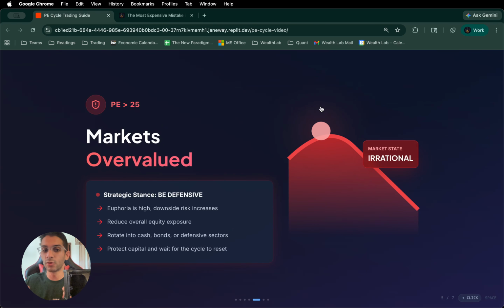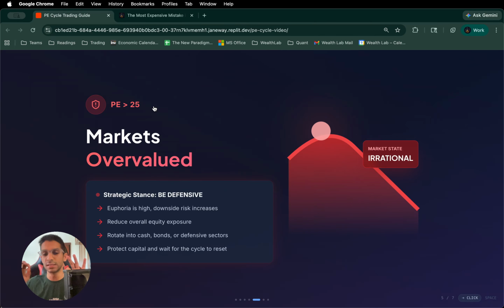At this time, you have to be defensive. You have to reduce your equity exposure. You have to sit in cash, bonds, defensive sectors, gold, silver, or other safer assets than equities when PE is above 25, or it should be 22. 23 is also an overvalued number in the Indian context. This is the time to be protective.